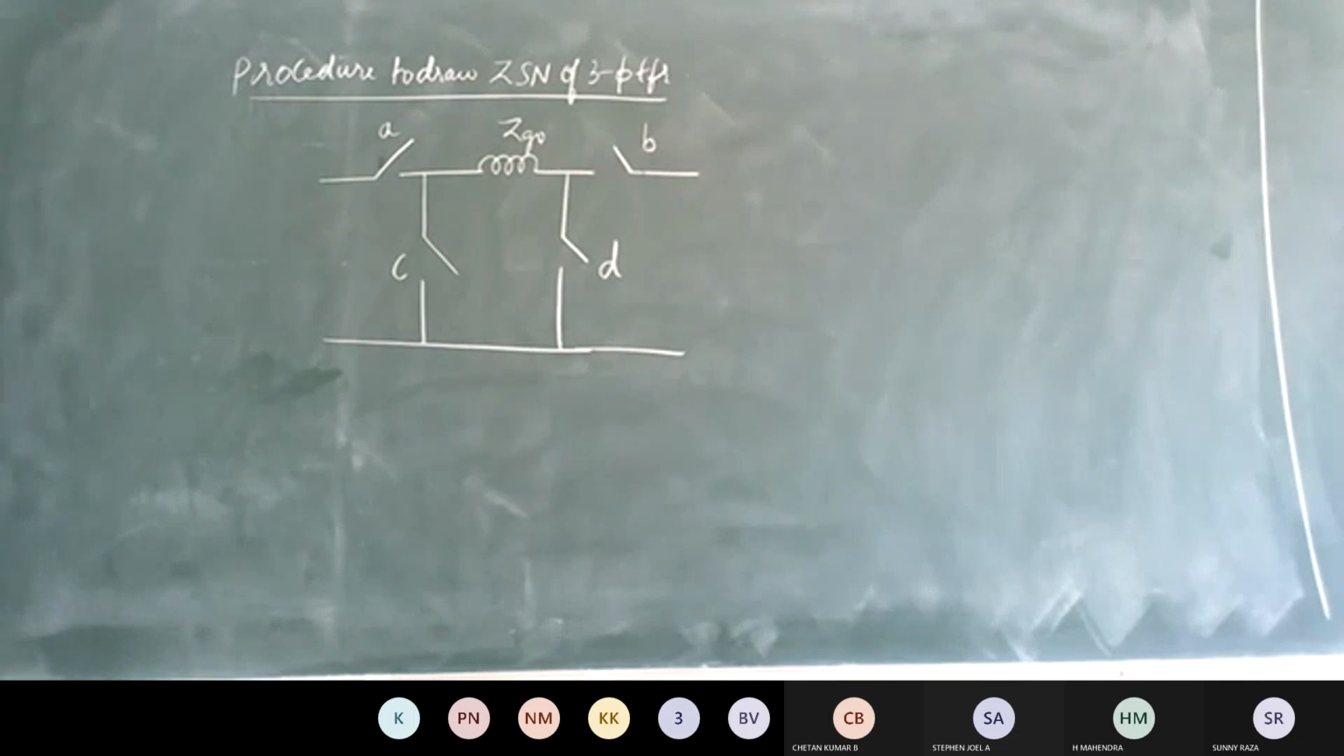Close switch A if the primary is star connected with neutral grounded. Next, second point: close switch C if the primary winding is delta connected.